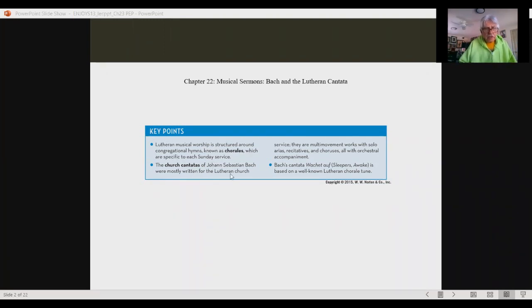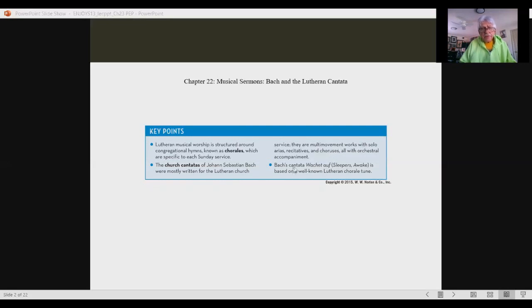The church cantatas of J.S. Bach were mostly written for the Lutheran Church services. They are multi-movement works with solo arias, recitatives, and choruses, all with orchestral accompaniment. So these same elements appear in opera, right? Arias, recitative. Remember, recitative tells the story. It's about reciting in a declamatory style. And the aria is about how I feel about something. And in choruses, everybody's singing.